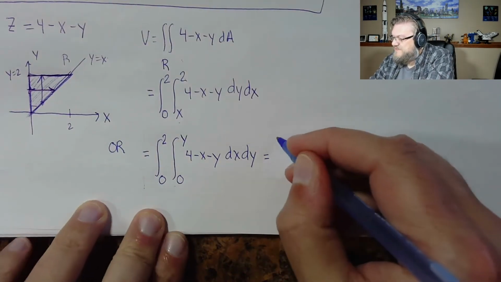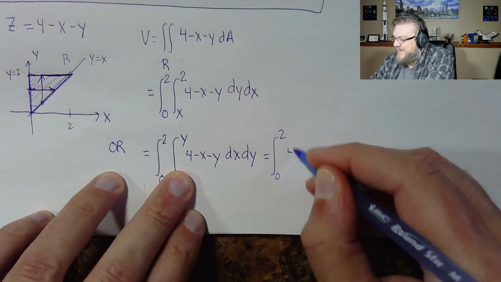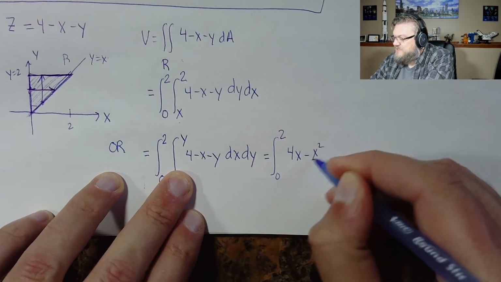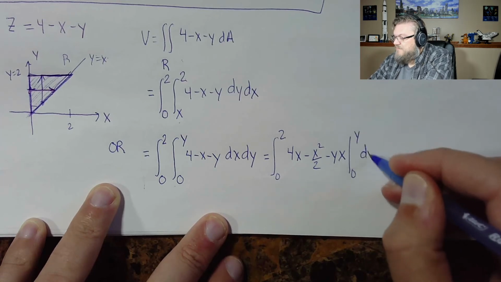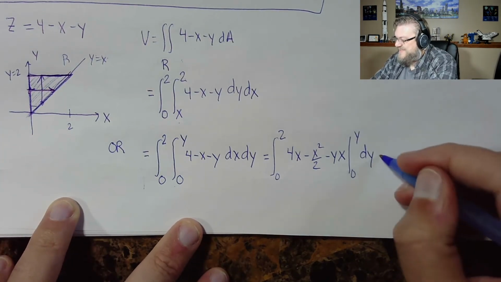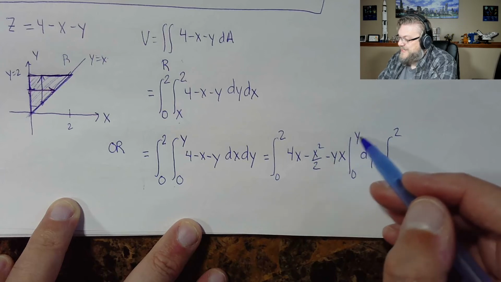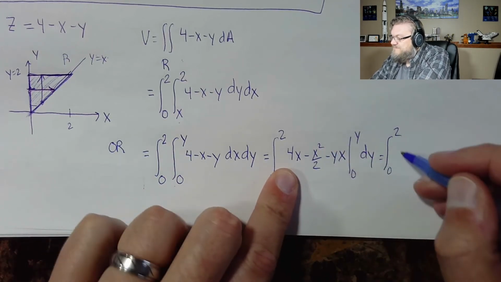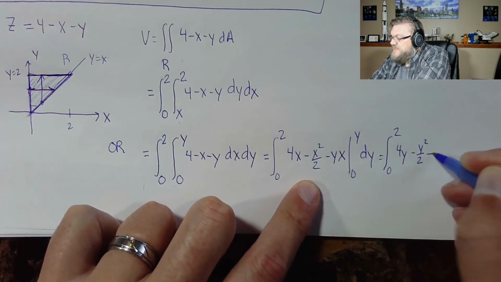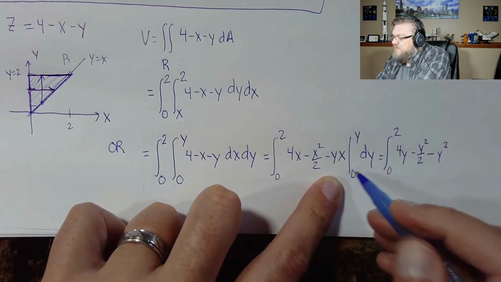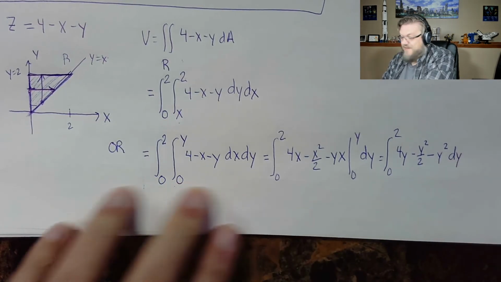So here we go. I'm going to integrate from 0 to 2. Integrate this with respect to x. So I'm going to get 4x minus x squared over 2 minus y times x, evaluated from 0 to y, dy. Now I plug in for x. Everywhere I see x, I'm going to plug in that y. So I'm going to get 4y minus y squared over 2 minus y squared. And then here we go, minus 0 plus 0 plus 0. See, that wasn't bad. I like that.